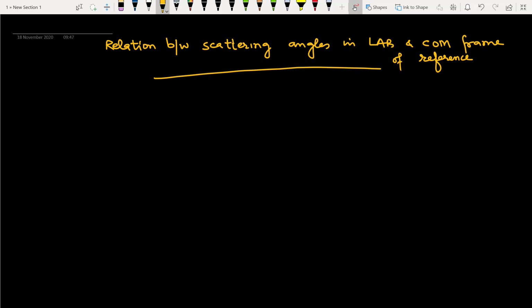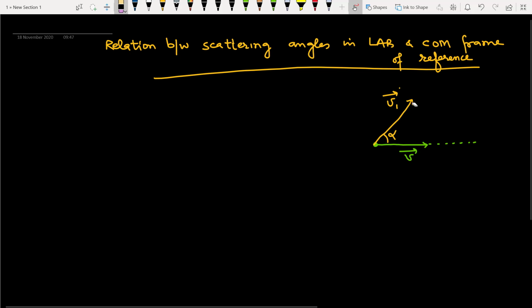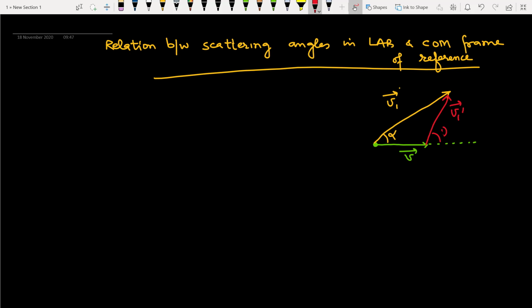In the previous two lectures we have studied in detail the collision in lab system and center of mass system, and if you watch those two lectures carefully, then we supposed that the center of mass is moving with velocity v along the x-axis, and after the collision in lab system, mass m1 moves with velocity v1 at an angle alpha, whereas in the center of mass frame of reference, the particle m1 moves with velocity v1 dash at an angle theta.